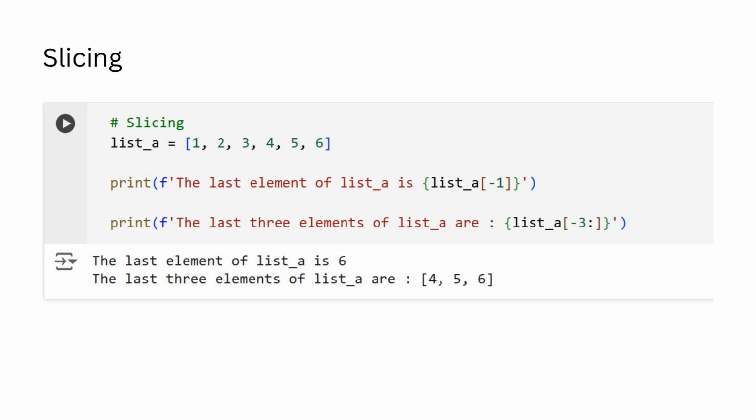In summary, we have looked at data types and their properties, type conversion, f-strings, and slicing. In the next video, let us look at branching and looping.